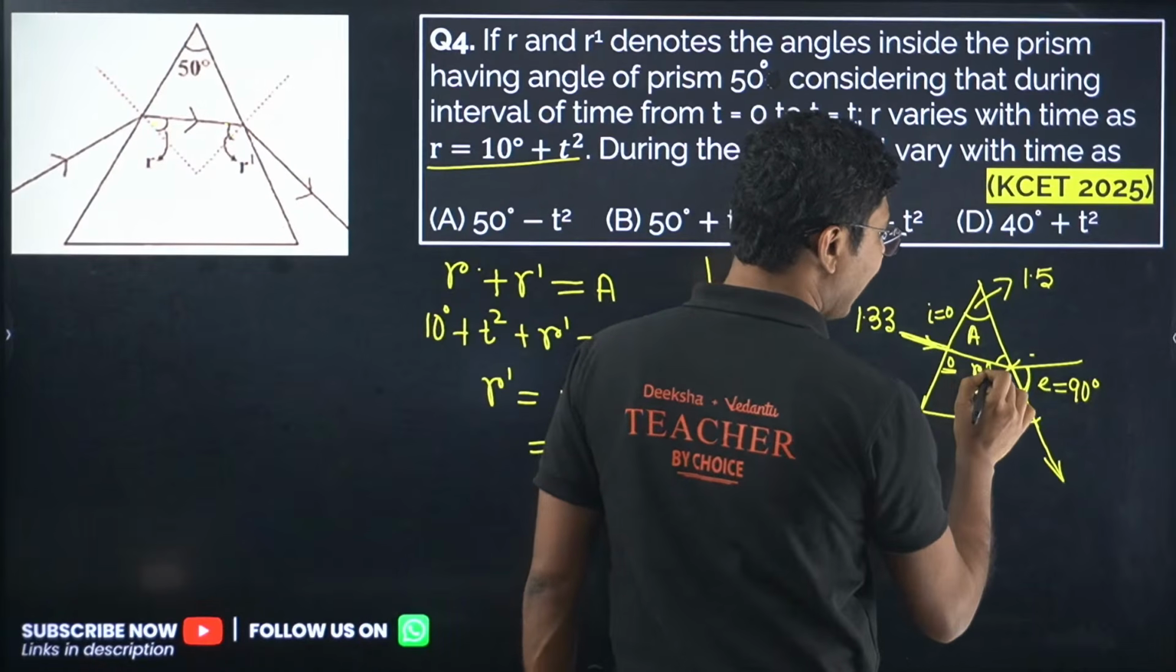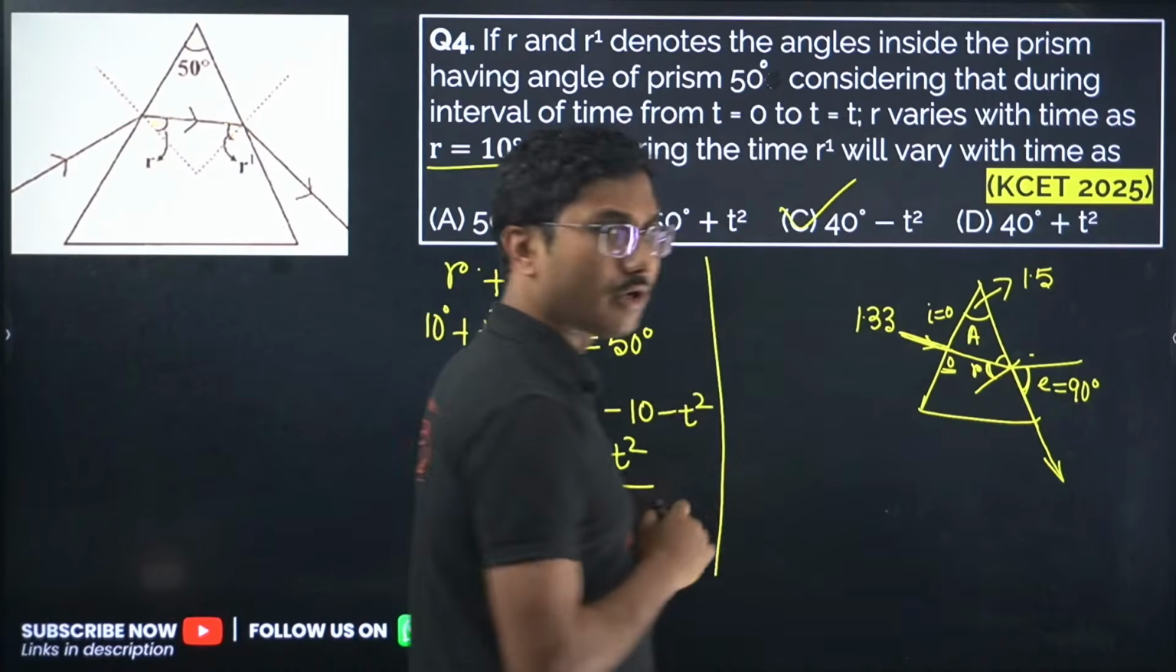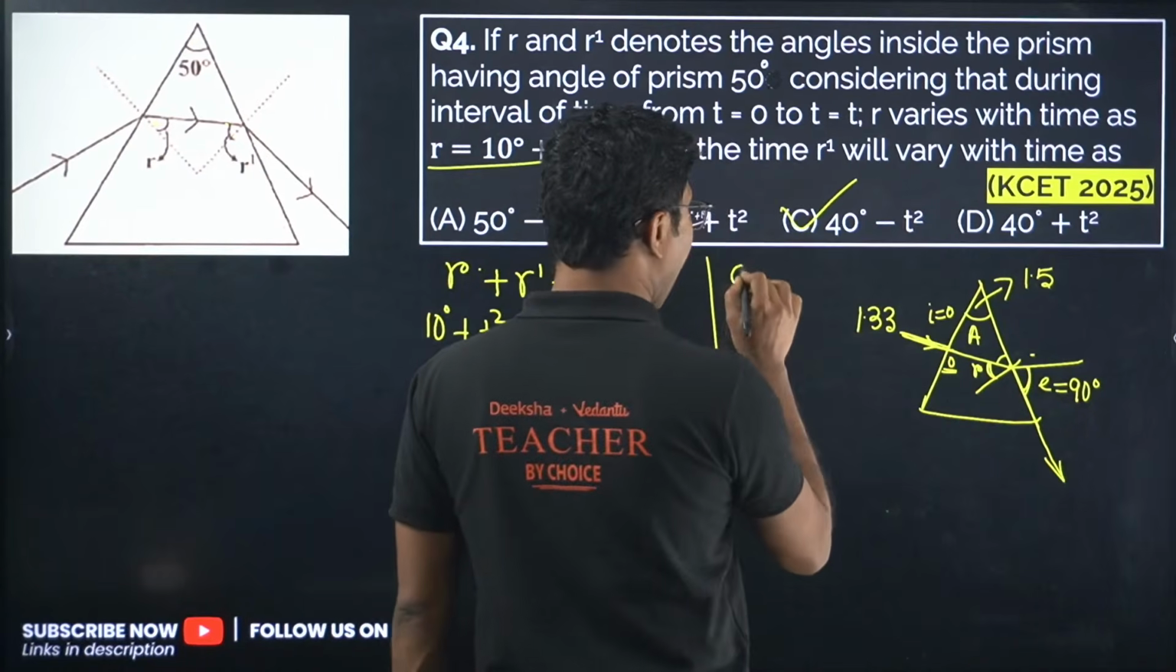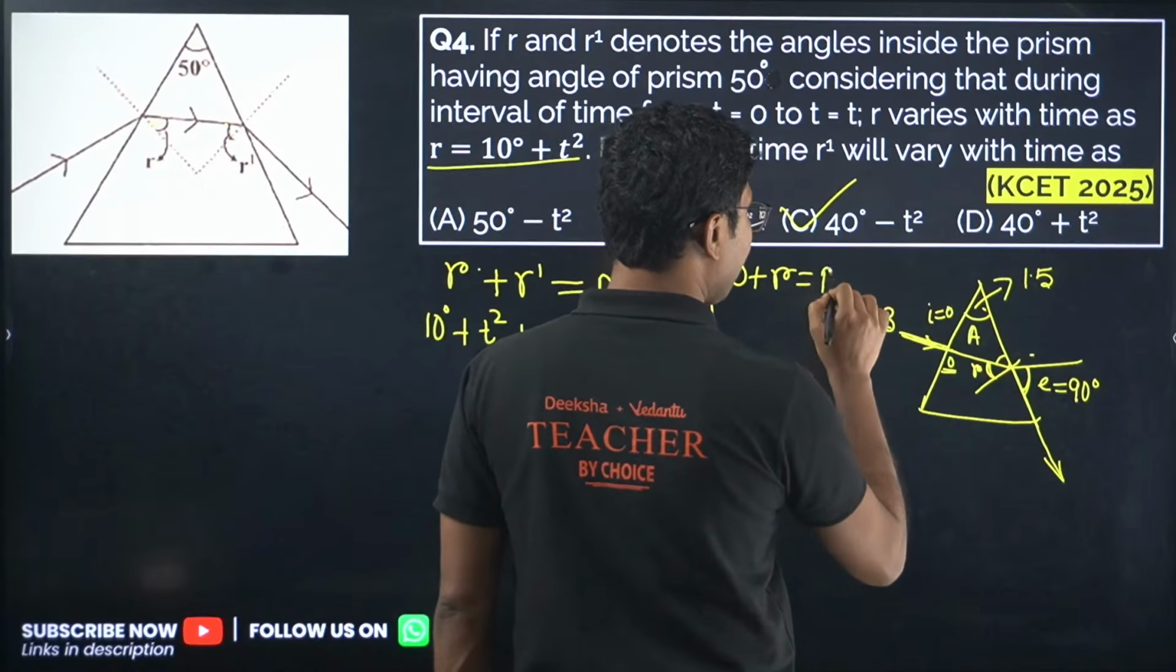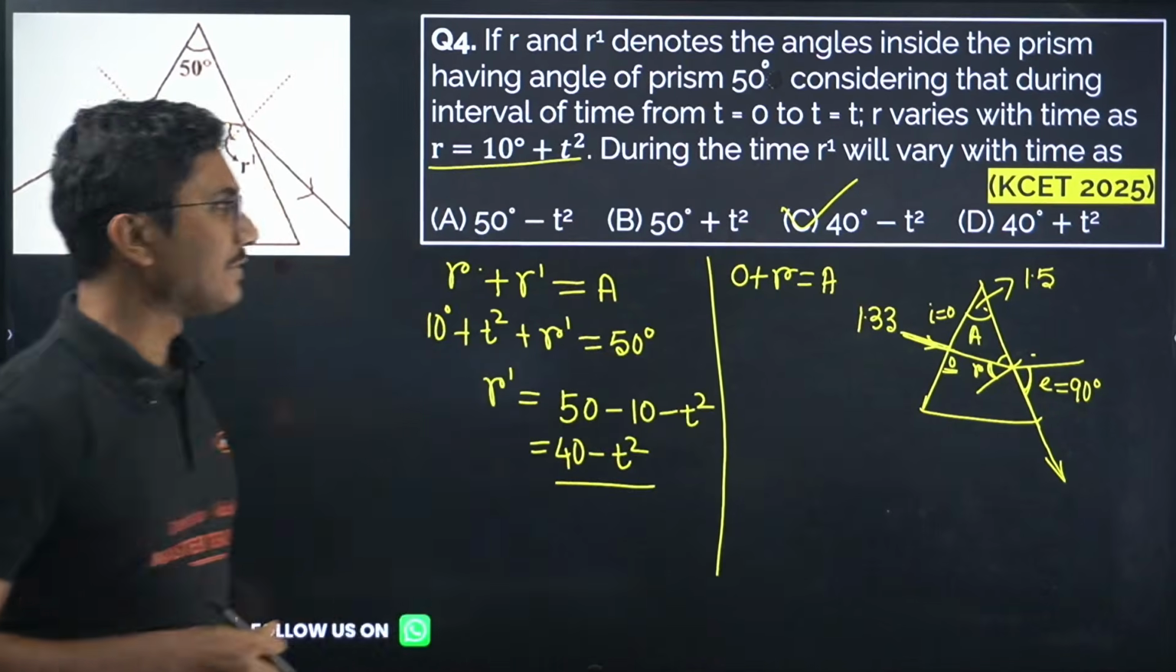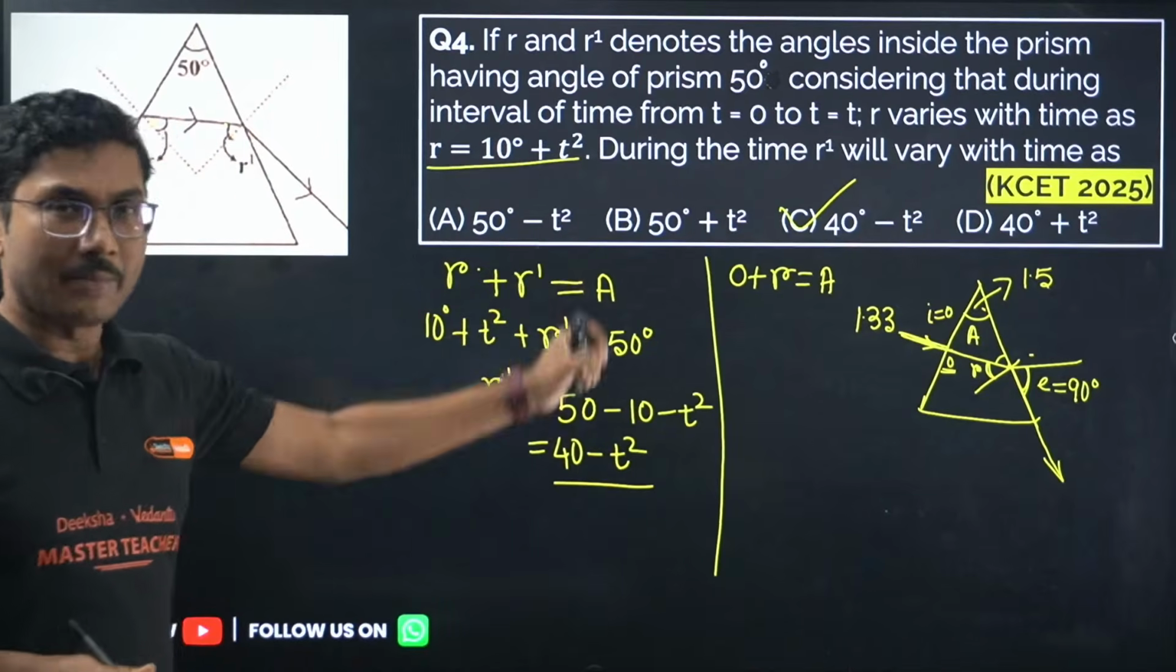So what is the only angle there? This R. We do not know the R value, but if we add 0 and R, this should give us the angle of the prism, that is A. So this is the angle of the prism A. This is the minimum value.